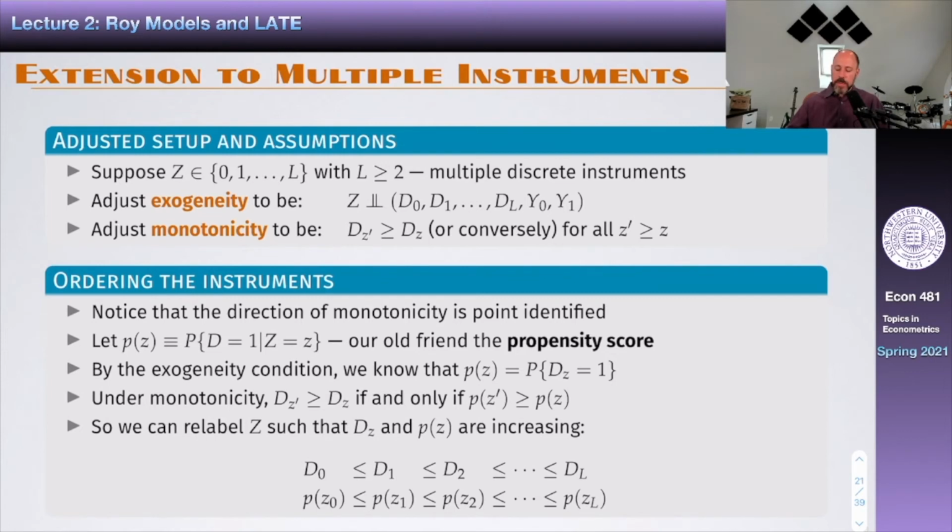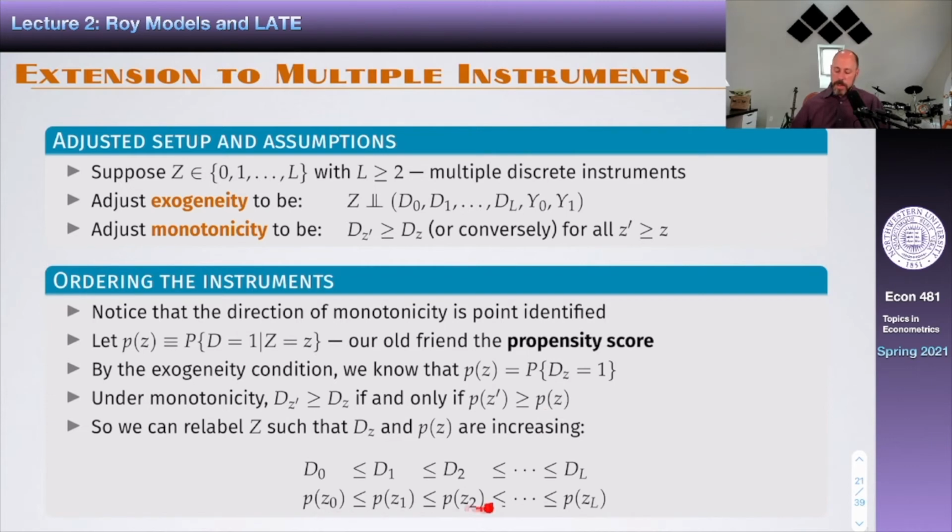Okay. So what you can see is that when you look at this representation over here, this allows you to reorder the values of the instruments, because I just labeled them 0, 1 through L. So that's arbitrary. And then given this ordering, you can just define the propensity score, which is the probability that D equals 1, conditional on Z equal to little z. And this assumption of monotonicity, dz prime greater than or equal to dz, is if and only if the propensity score at z prime is greater than or equal to the propensity score at z. Essentially you can relabel the values of your instrument from 0 to L according to the propensity score.